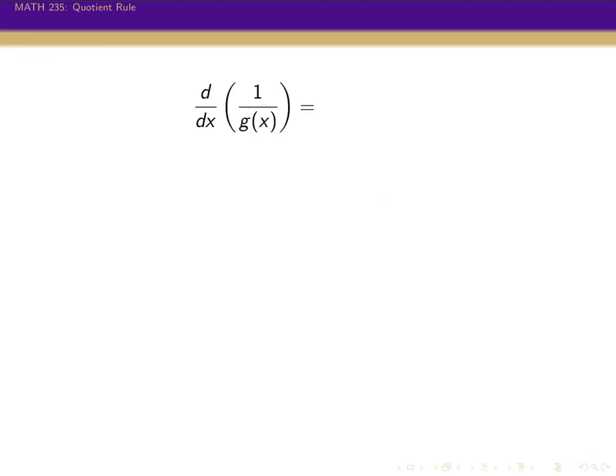So let's start off with a simple case. In this case, the numerator function is just 1. So we're just taking the derivative of 1 over g of x. And instead of thinking about it as 1 divided by g of x, we can think about it as being g of x raised to the minus 1 power. So we're taking the derivative of g of x raised to the minus 1. Now thinking about it this way, this is something that we can apply the chain rule to. So we're going to apply the chain rule here.